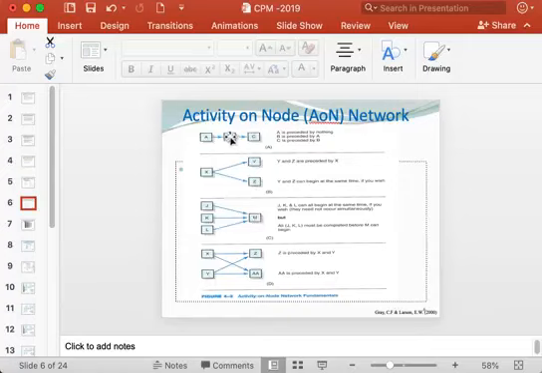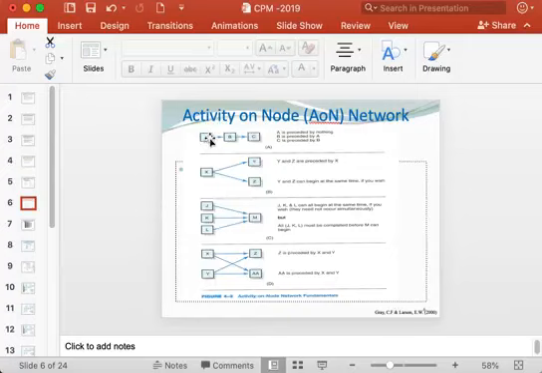Okay, so you can see this example here. This arrow is starting from A and ending at B. That means the project work is moving from activity A to activity B. After completing activity A, B is started. After B is completed, then C is started. So like that, these arrows show precedence and flow.